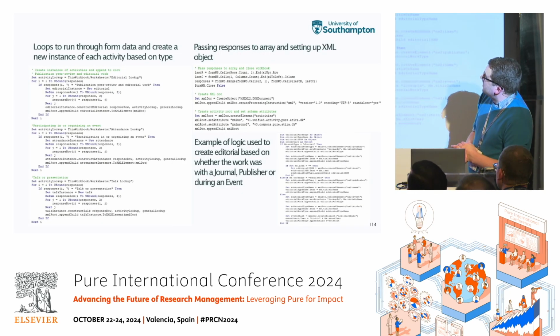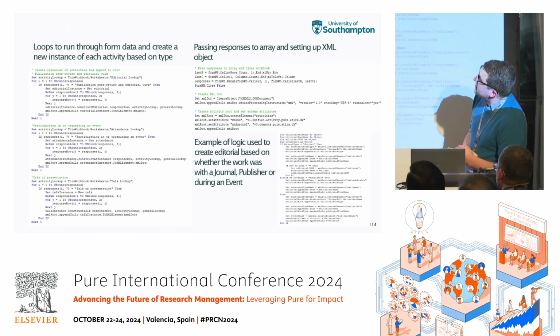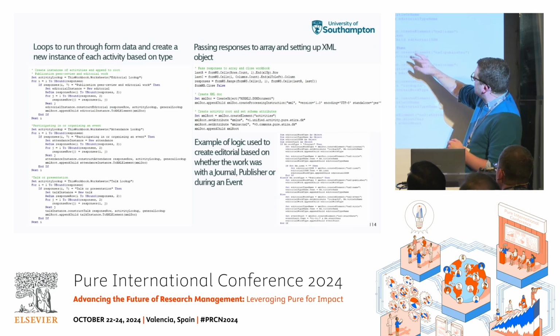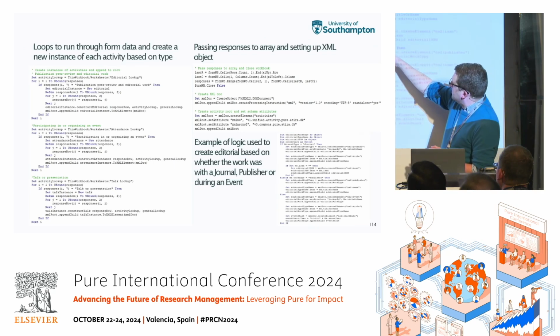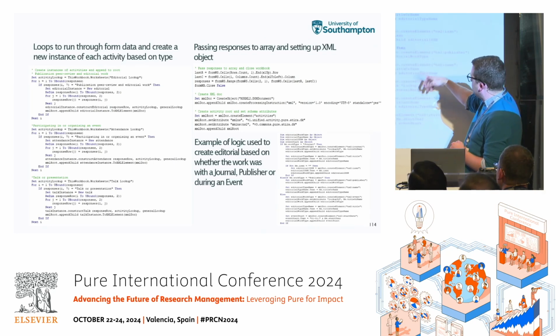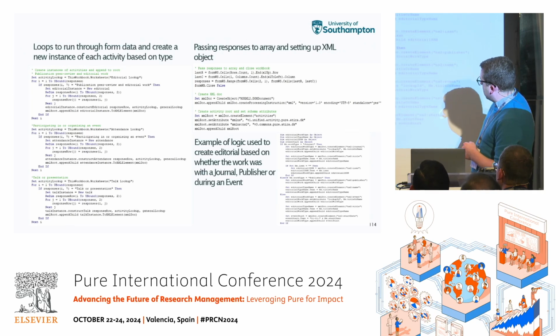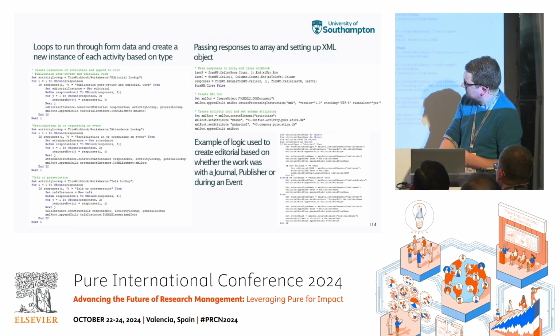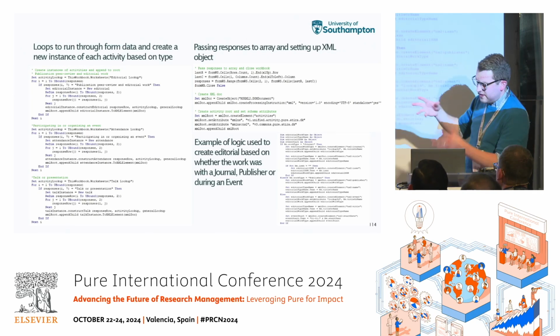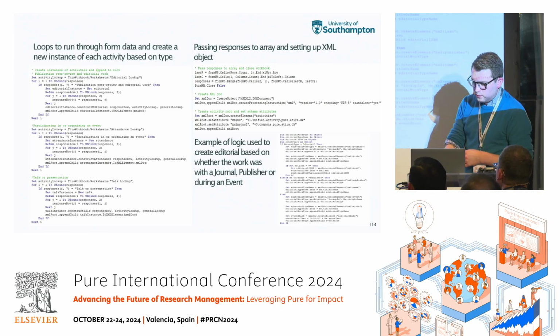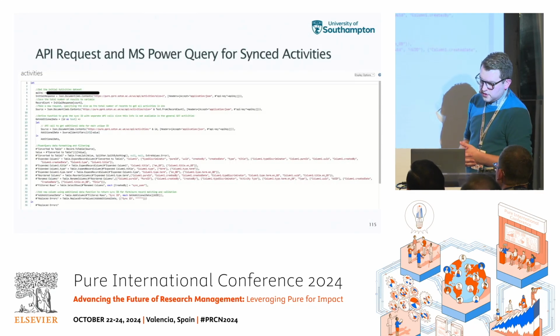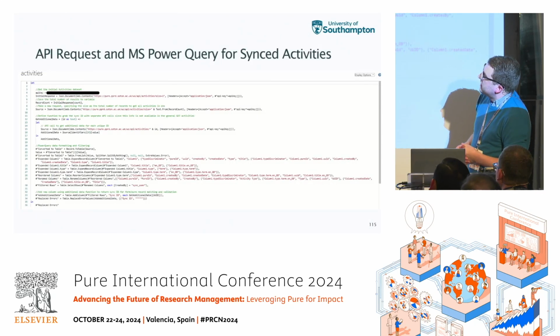Just some more examples of the code if you're interested. I won't go through these in detail. Just an example of the logic used. So you can see here, if there's no ISSN, don't fill it out, and things like that. And wherever it's a journal, publisher or an event, you can do different things depending on whether it is or isn't. And this was an API request.